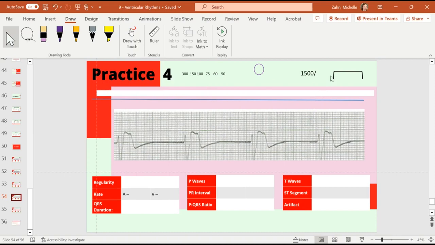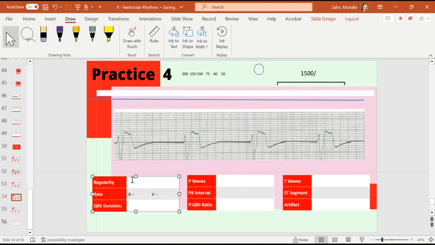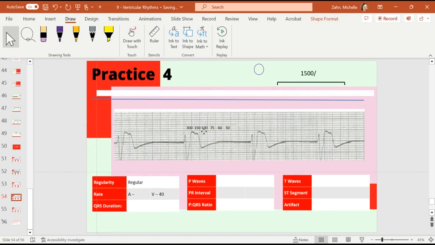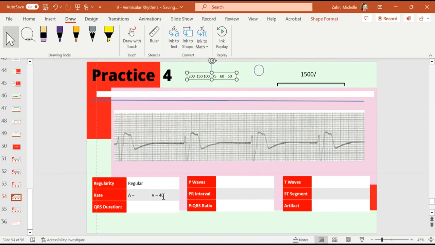Is it regular? Do we have good R to R intervals? I'm going to go from the peak of this R wave to the next R wave here. That one is that size, about the same size, about the same size. So this is nice and regular. What is our ventricular rate? It looks to be about 40. Remember, you can always use your rule of 300, but it comes out slow, or you can use your R to R interval math to get a more accurate heart rate. But since we'll assume that it is a 6-second strip, we'll call it 40.